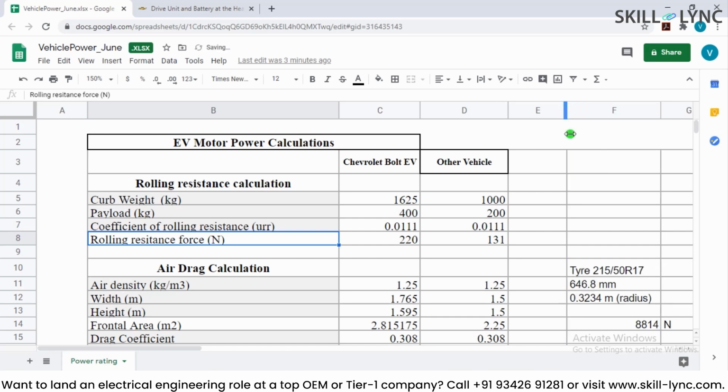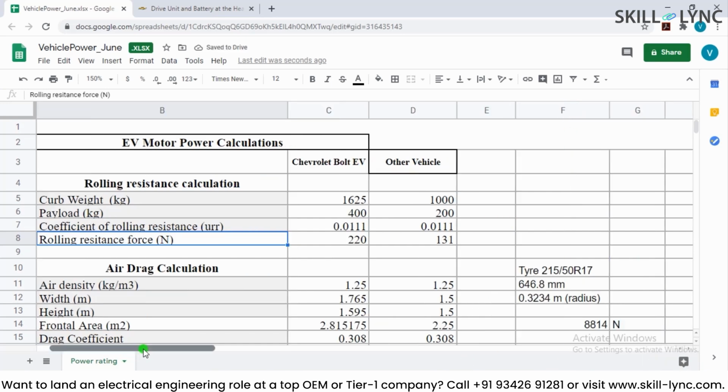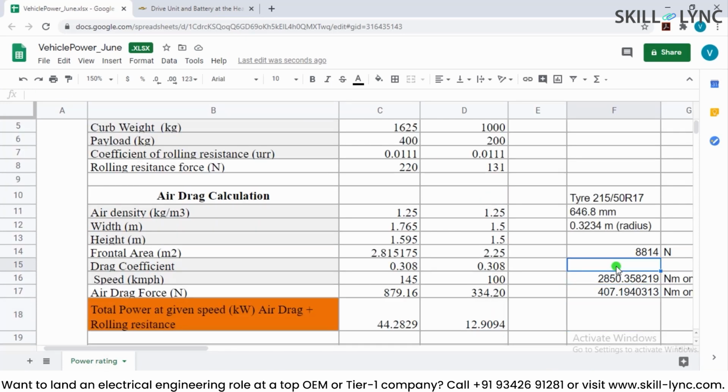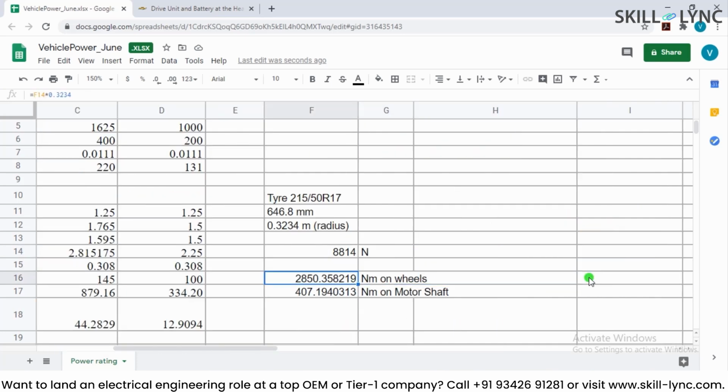So let's do this for the Chevrolet Bolt. So the Chevrolet Bolt has this type of tire, and it has 0.3 meter radius considering the thickness of the tire as well, and 8,840 newtons is the addition of 3 forces acting over here. I'm considering the 3 forces, not all 4 forces simultaneously, and the Newton meter which is available on the wheels, which comes out to be 2,850 Newton meters on wheels.